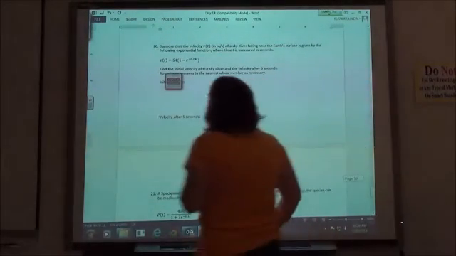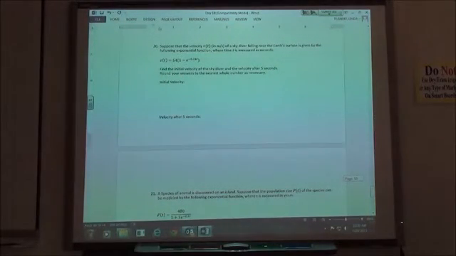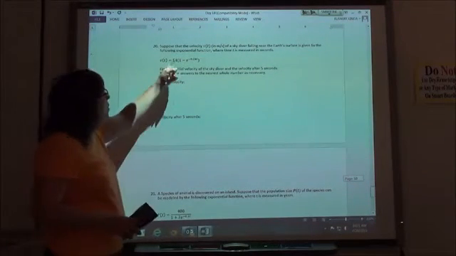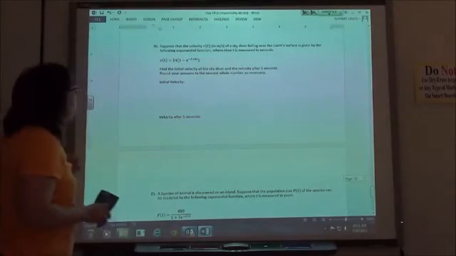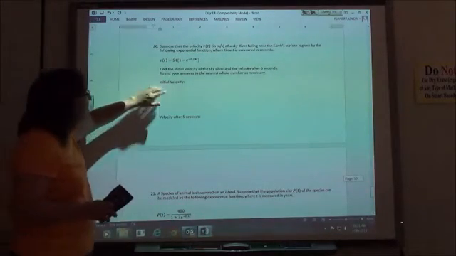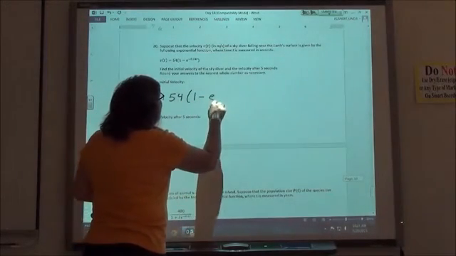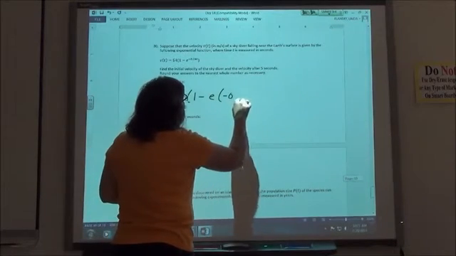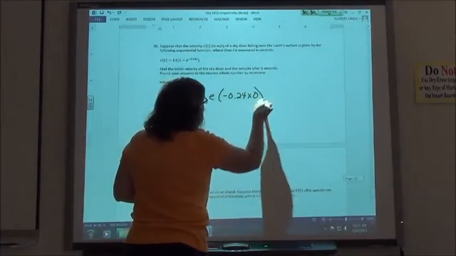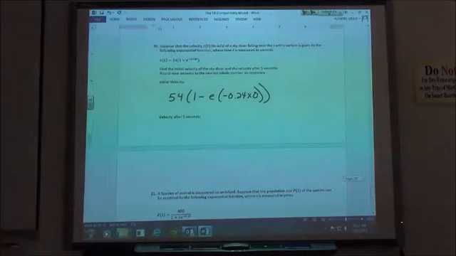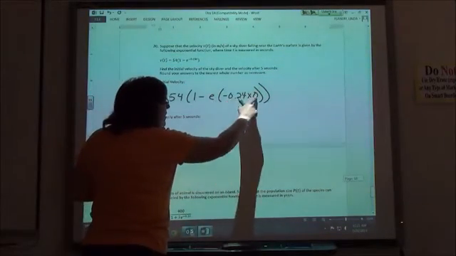Number 20, it says, suppose that the velocity v of t in meters per second of a skydiver falling near the Earth's surface is given by the following exponential function, where t is measured in seconds. So, 54, 1 minus e to the negative 0.24 t. The initial velocity is when your time is 0. So I'd have 54, 1 minus e, and then in parentheses, the negative 0.24 times 0. And so I have to close my parenthesis for the e, close my parenthesis for the regular set of parentheses that's on there. Well, this is going to give me 0.